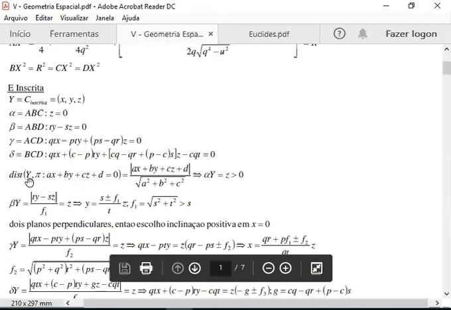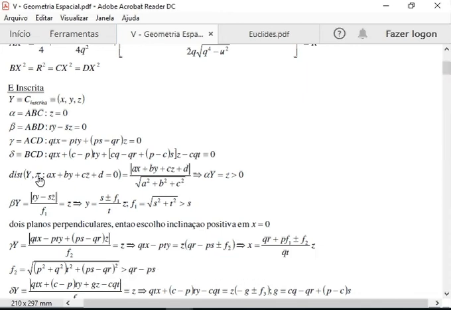Distance from a point to a plane. The distance from Y to the plane P, where P is AX plus BY plus CZ plus D equals 0, the formula is the absolute value of AX plus BY plus CZ plus D, over the square root of A2 plus B2 plus C2. Therefore, the distance from Y to alpha is Z itself, which is greater than 0.